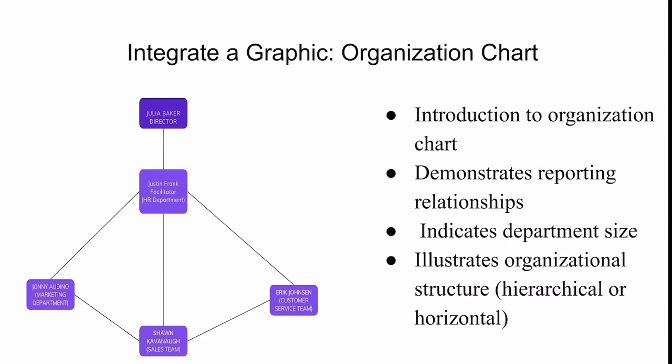This chart provides a visual representation of our organizational structure, helping us understand reporting relationships and departmental hierarchies. If you look at this chart, you can see me in the middle, who's part of the HR department. Above me is the director, Julia Baker. Since I'm part of the HR department, it's broken down into three categories: the marketing department, the sales team, and the customer service team. Johnny's part of the marketing team, Sean's part of the sales team, and Eric is part of the customer service team.